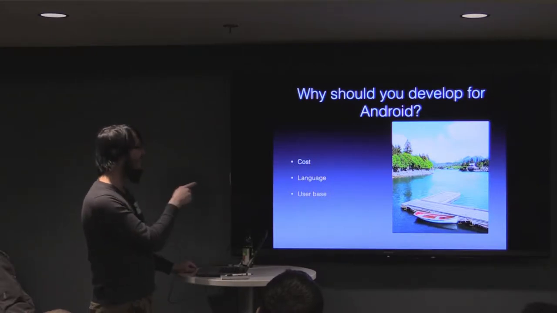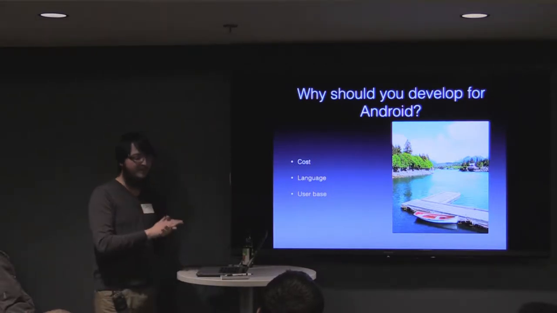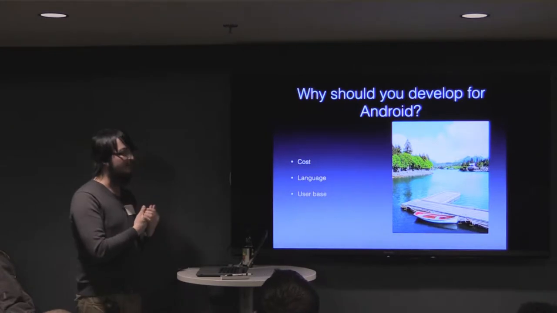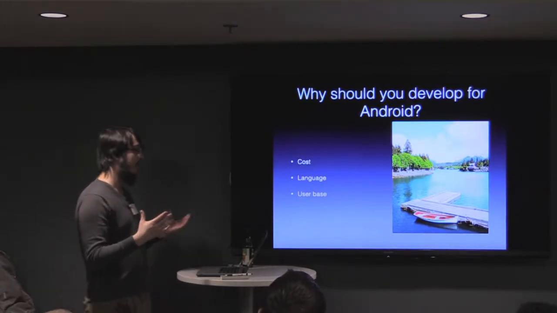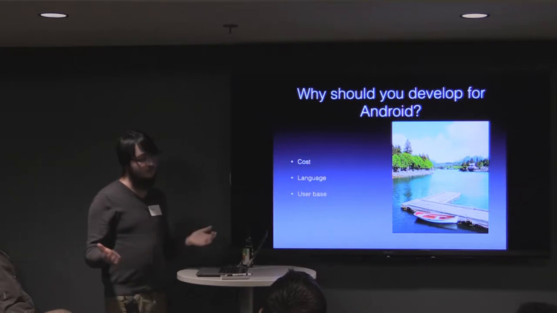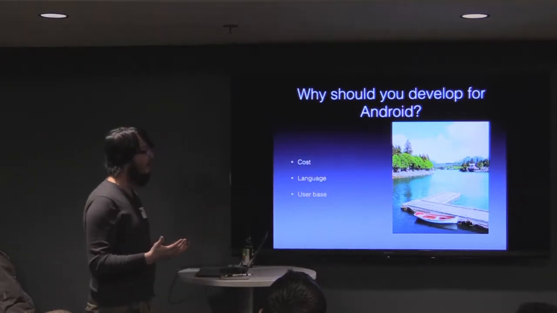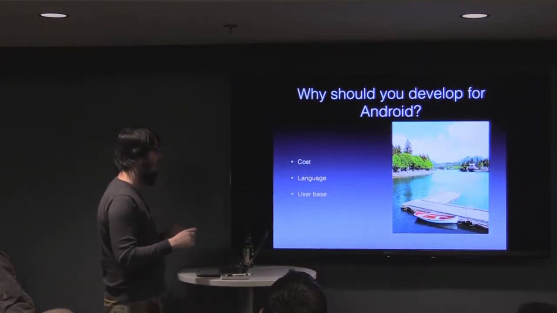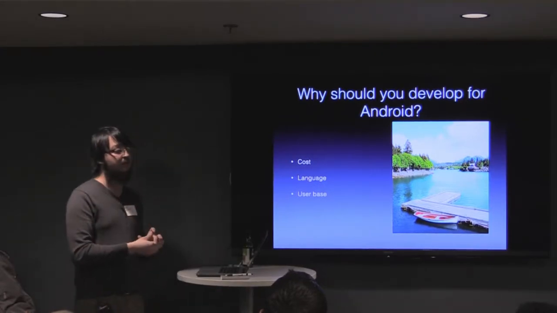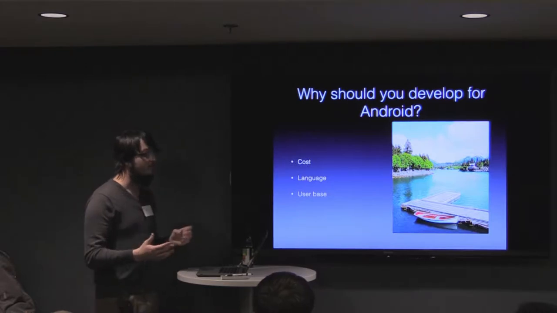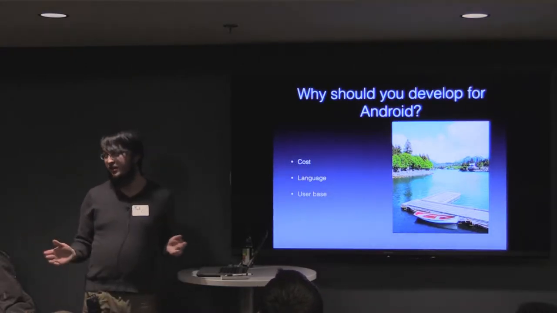But cost. To develop for Android, all you need to do is have Android Studio, which is free, and you can develop on it on any platform. You can develop on Linux, you can have a Mac machine, you can have a Windows machine. All you need is generally 2 gigs of RAM and a decent processor, and you're good to go.